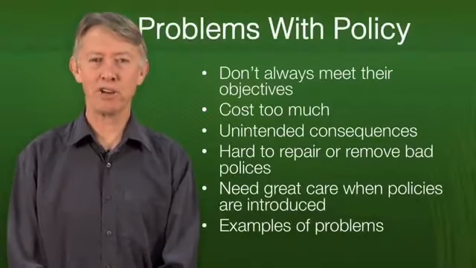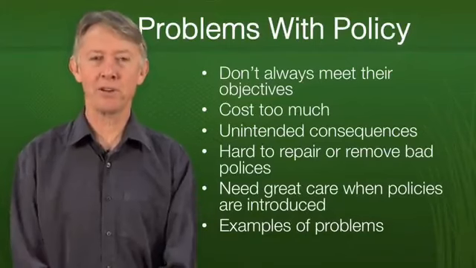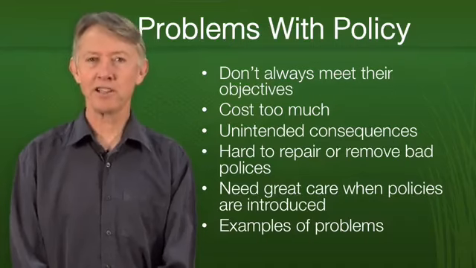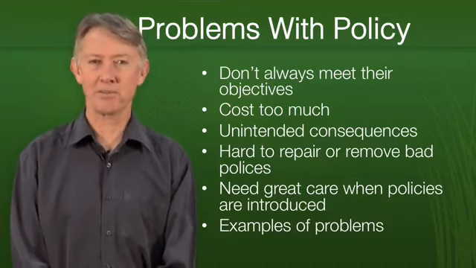In this segment and the next one, we'll talk about some problems that can arise when agricultural policies are introduced. It doesn't always go smoothly. Amongst the problems that we'll talk about are that the policies don't always meet their objectives, policies sometimes cost more than they're worth, and they sometimes have costly or damaging unintended consequences.